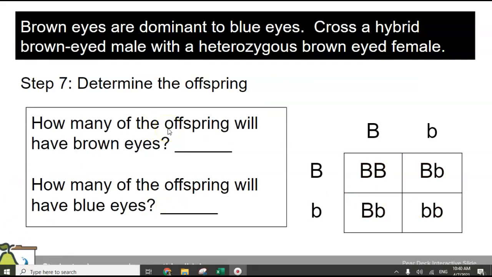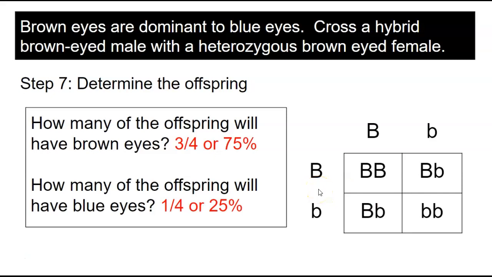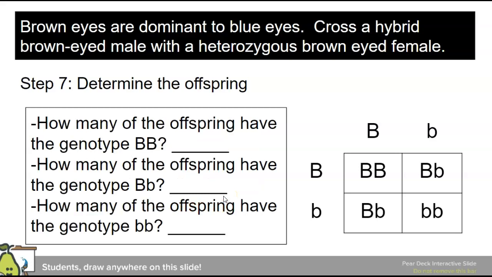Now we need to figure out the offspring. How many of the offspring are going to have brown eyes? Remember, if they have at least one capital letter, capital B stands for brown, so they're going to have brown eyes. So how many will have brown eyes? 3 out of 4. How many are going to have blue eyes? They need to have 2 little b's in order to have blue eyes. 1 out of 4. Awesome. 3 out of 4 or 75%, 1 out of 4 or 25%.